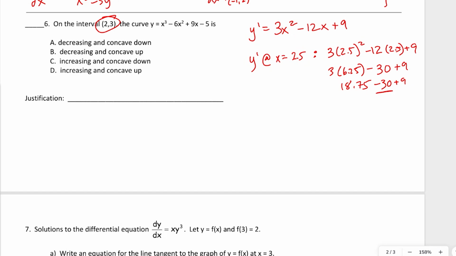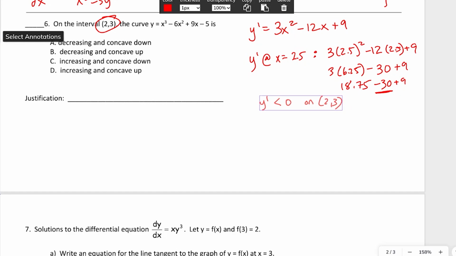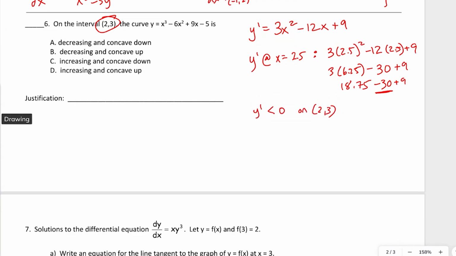So 18.75 minus 30 plus 9. I'm not even going to bother adding these up, but what I know is that this is going to be negative because 9 and 18 is not going to add up to 30. And since I'm subtracting 30 here, I know that y prime is going to be negative on the interval (2, 3). Since y prime is negative, that tells me that y is decreasing. So it's definitely going to be decreasing, which allows us to eliminate C or D. The justification for the decreasing is that y prime is negative.